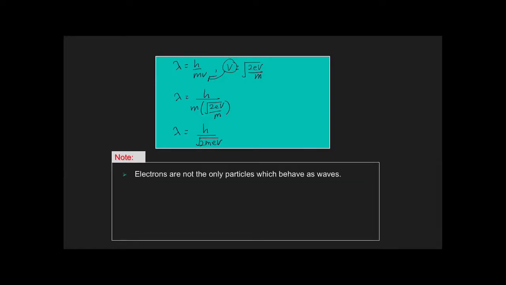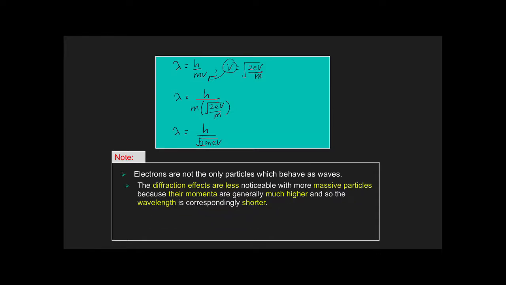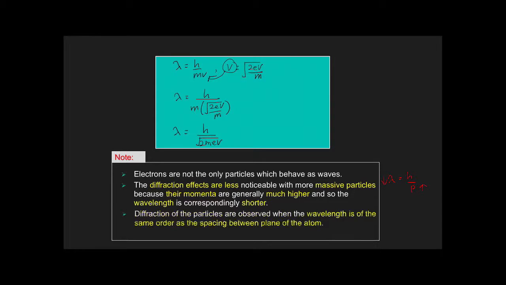We have to note that electrons are not the only particles which can behave as waves. The diffraction effects are less noticeable for massive particles, because their momenta are much higher and the wavelength will be shorter. We know that lambda is equal to h over mv, where mv is momentum. So if momentum increases, lambda will decrease. And the diffraction of particles is observed when the wavelength is of the same order as the spacing between the planes of the atoms.